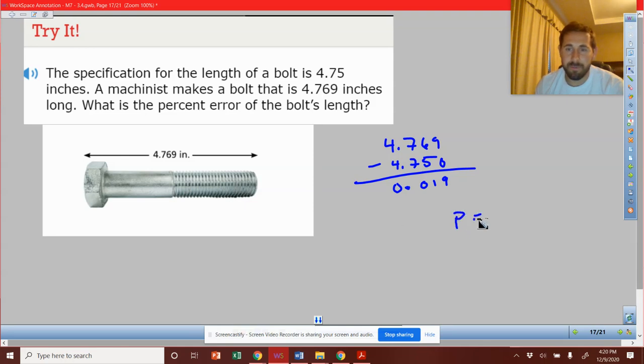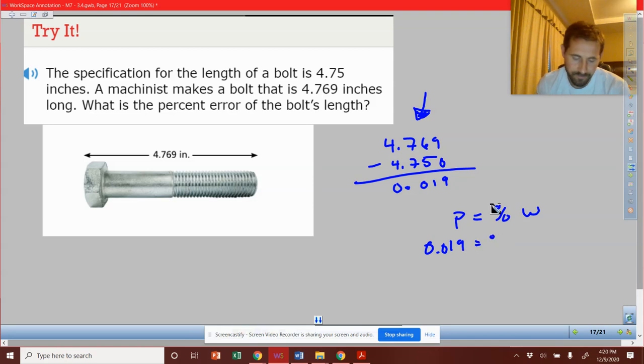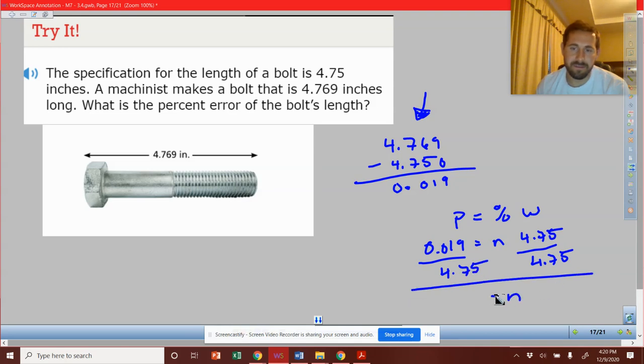We're going to continue our same process. We're still using part equals percentage to the whole. The new change is we're finding that difference or finding that error, that change, and we're figuring out how we can calculate that change. Okay, so we're at 0.019 equals a percent of change equals some number, and the whole was 4.75. So we're going to divide by 4.75 on both sides and get n to equal.